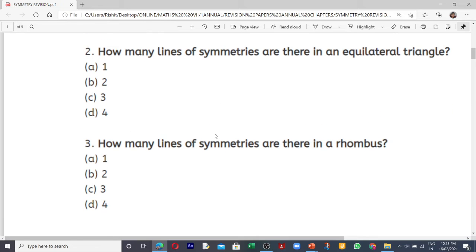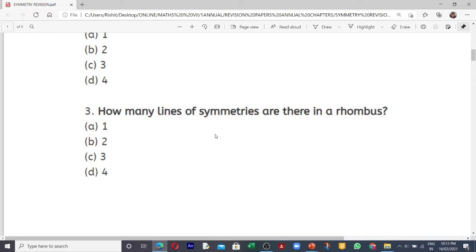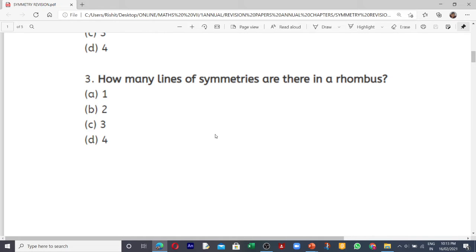Now, next question. How many lines of symmetry does a rhombus have? Rhombus, children, just now we have learned all these things. How many lines of symmetry are there in a rhombus? If you have seen the video, then definitely you will be able to do it. I know it very well. Okay, so now you all are writing. Write down quickly in the chat box. Those who have not written, write down answer number 3.